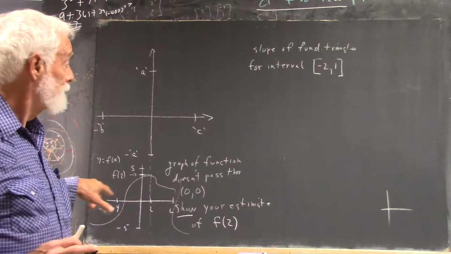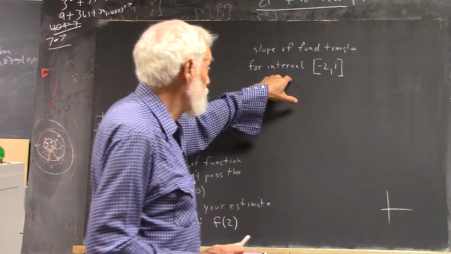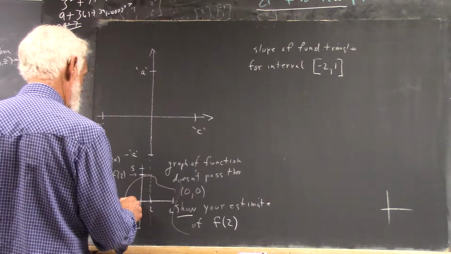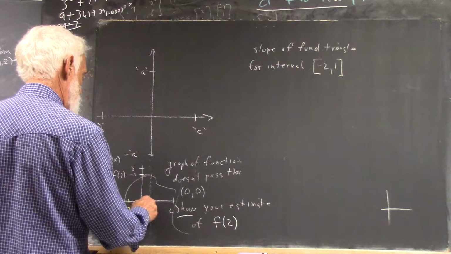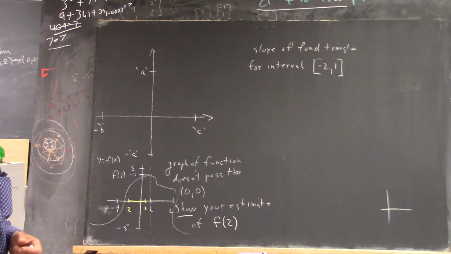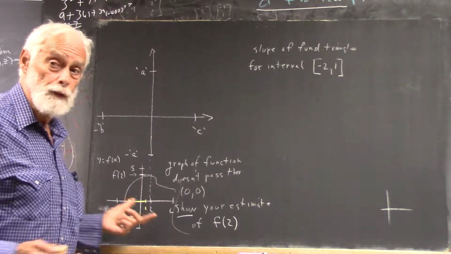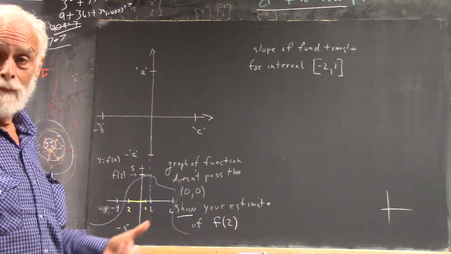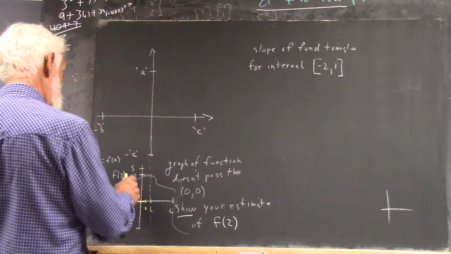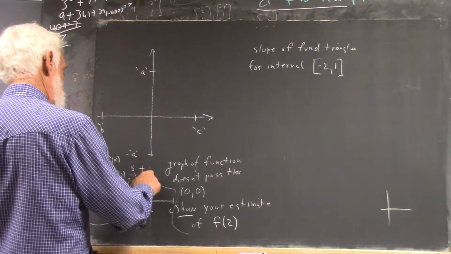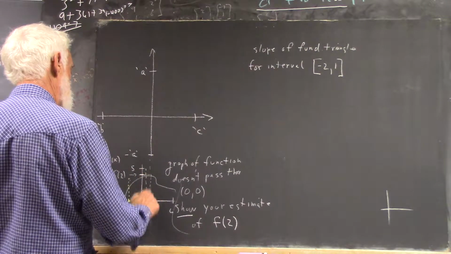We know this. Now, slope of the fundamental triangle for the interval -2, 1. First, what's the interval -2, 1? Well, it's the interval from -2 to 1 on the x-axis, so there's your interval. If you don't understand that, review the videos. I explained that in quite a bit of detail, okay? I think I explained it fairly well. If you're not looking at the videos and don't understand it, you need to look at the videos.